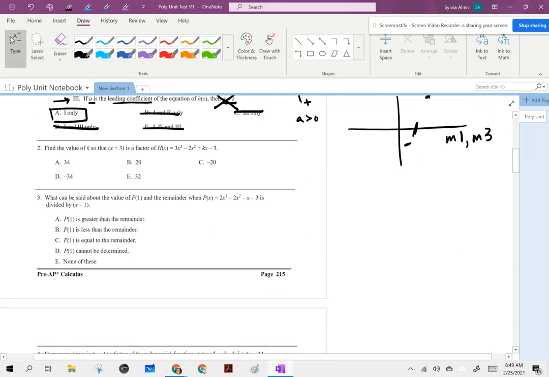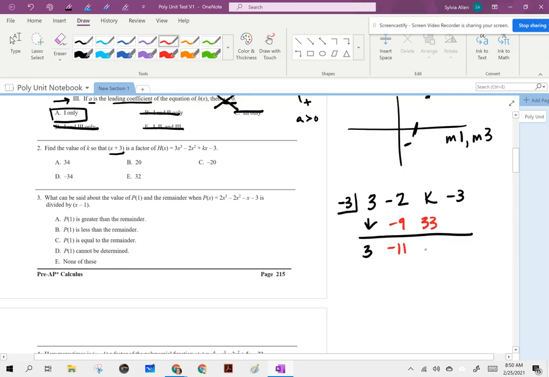All right, so let's take a look at number 2. It says find the value of k so that x plus 3 is a factor. All right, so in order for that to be a factor, I know my remainder must be 0. So there's a couple of ways to do this. I showed in the polynomial unit that we could utilize synthetic division, and we've practiced that. So this would be a 3, this would be a -2, this would be a k, and this would be a -3.